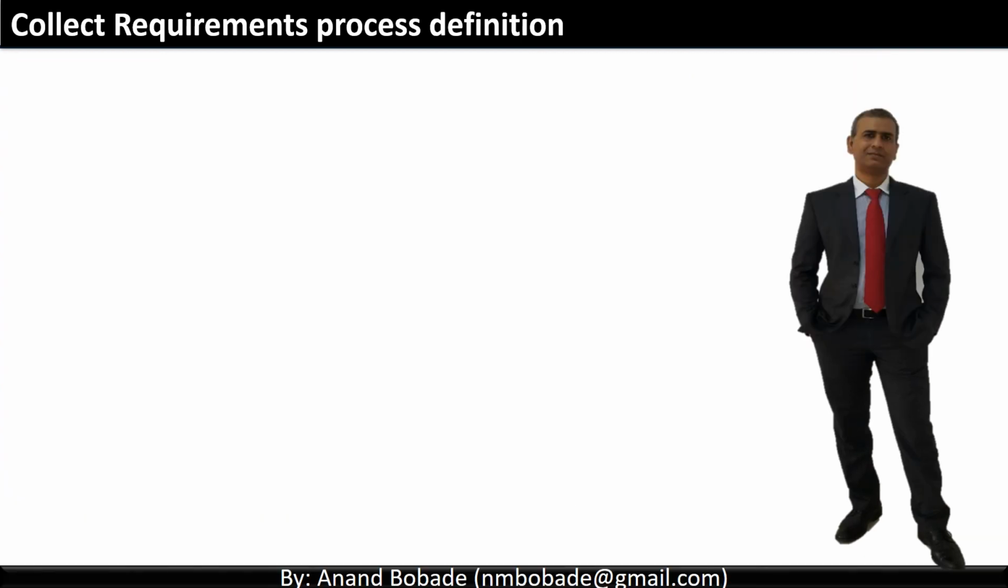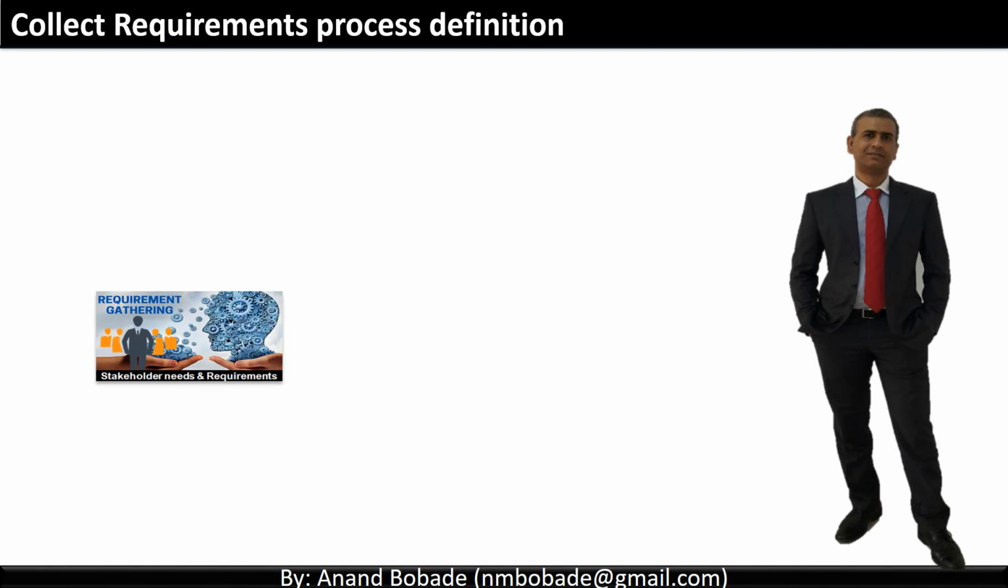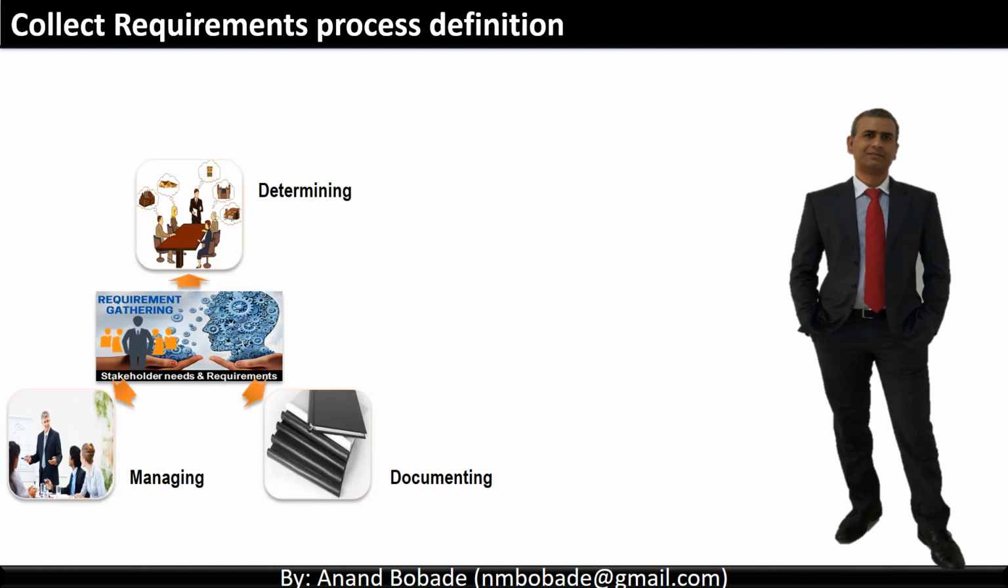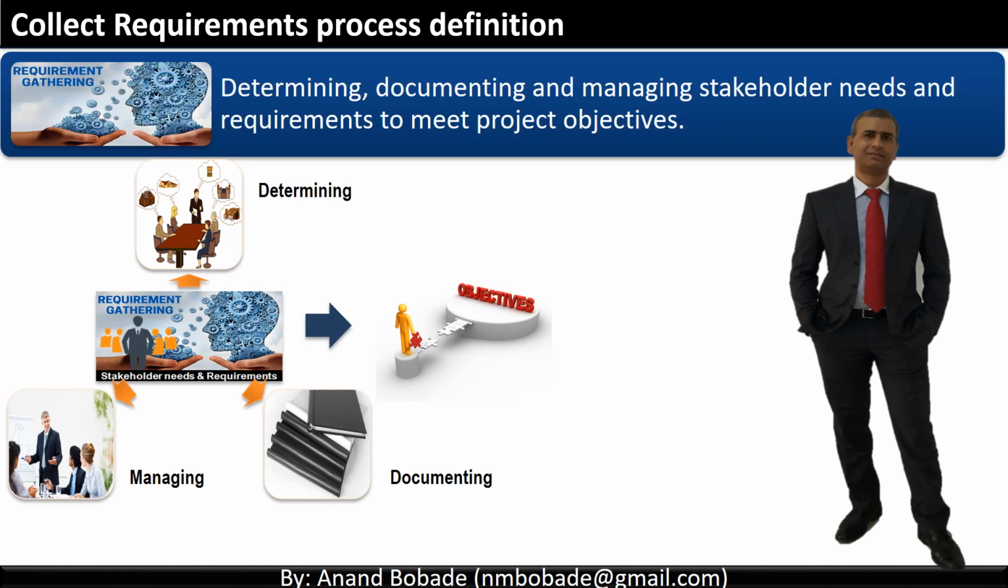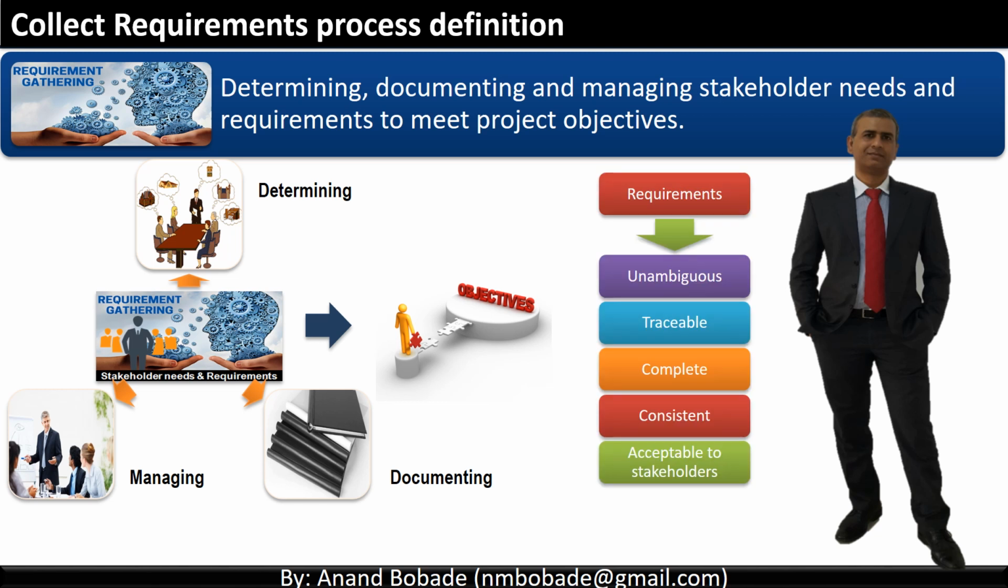Let's look at a process definition. Collect requirement is a process of determining, documenting, and managing stakeholder needs and requirements to meet the project objectives. Requirement should be unambiguous, meaning there should not be any contradiction between 2 or more requirements. It should be traceable, meaning there should be a logical link between individual requirement and other systems.